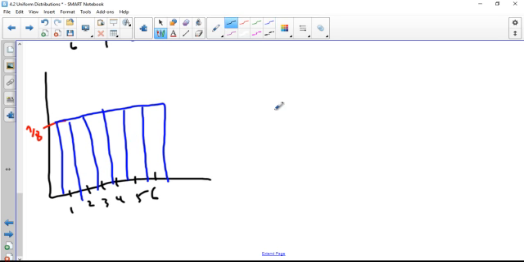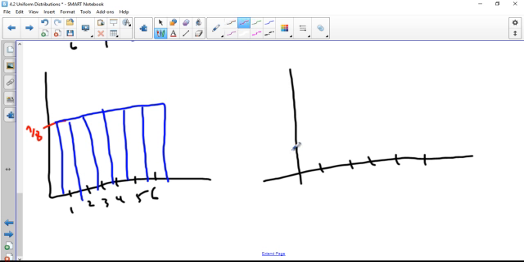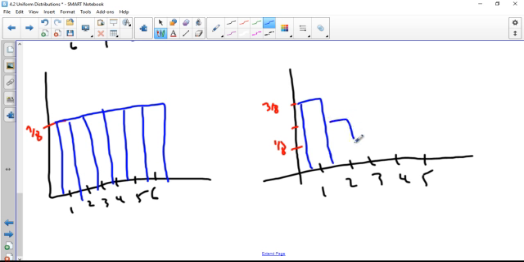Okay, let's look at this next one. 1, 2, 3, 4, 5. And what I'm going to do is, again, I'm going to go up by eighths. 2, 3, up to 3/8. And we've got 1, 2, 3, 4, and 5. Well, 1 had a probability of 3/8. 2 had a probability of 2/8, and the rest was just 1/8.